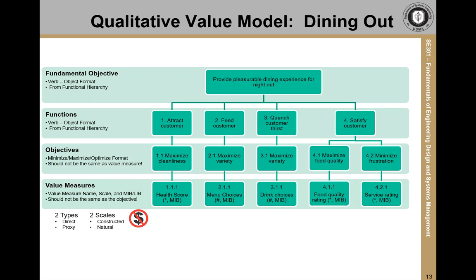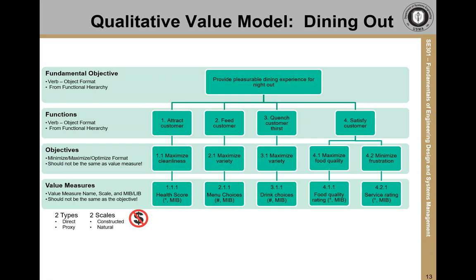How do we measure cleanliness? There's not a direct way to measure, so what we'd say is we'd use a health score, maybe from the health department, the food inspectors and health inspectors that come by. And that would be measured, as we show here, in stars. So we could measure that in some type of star rating, and I'd say MIB, more is better.